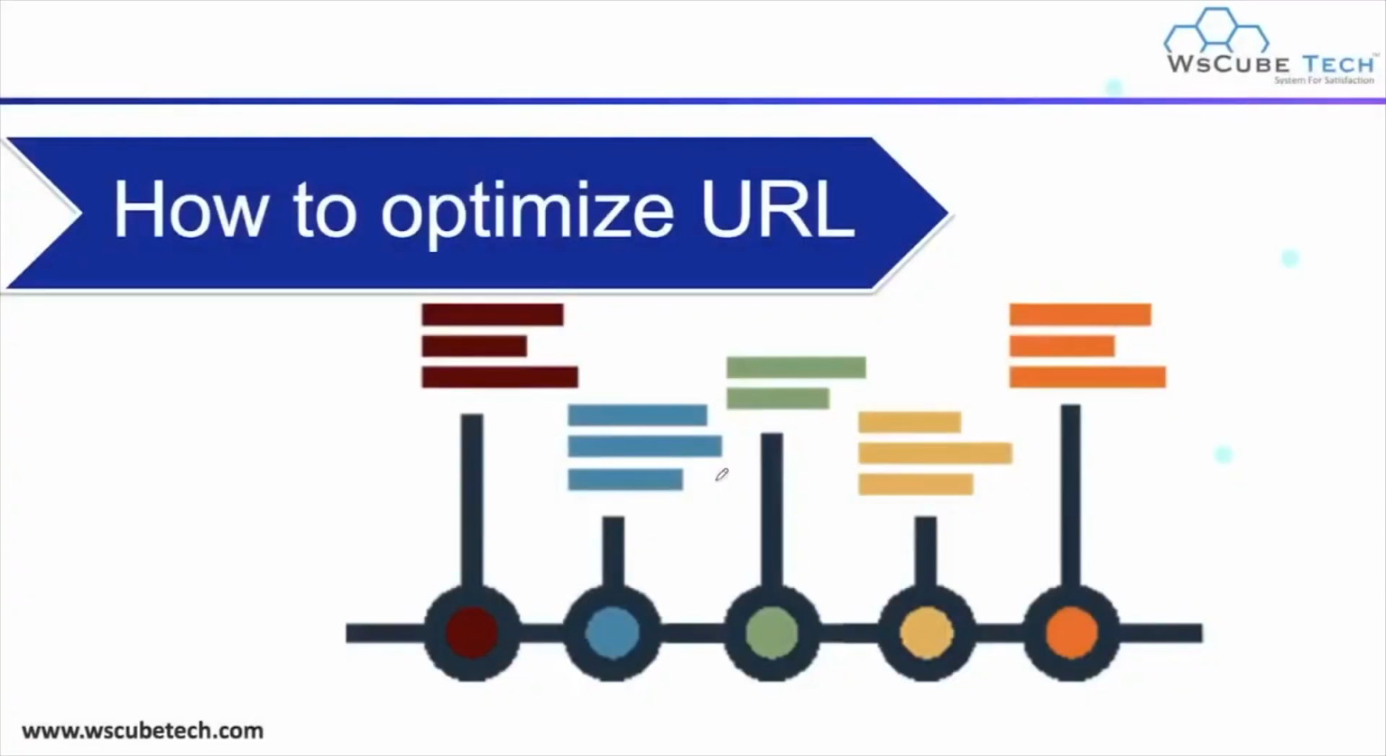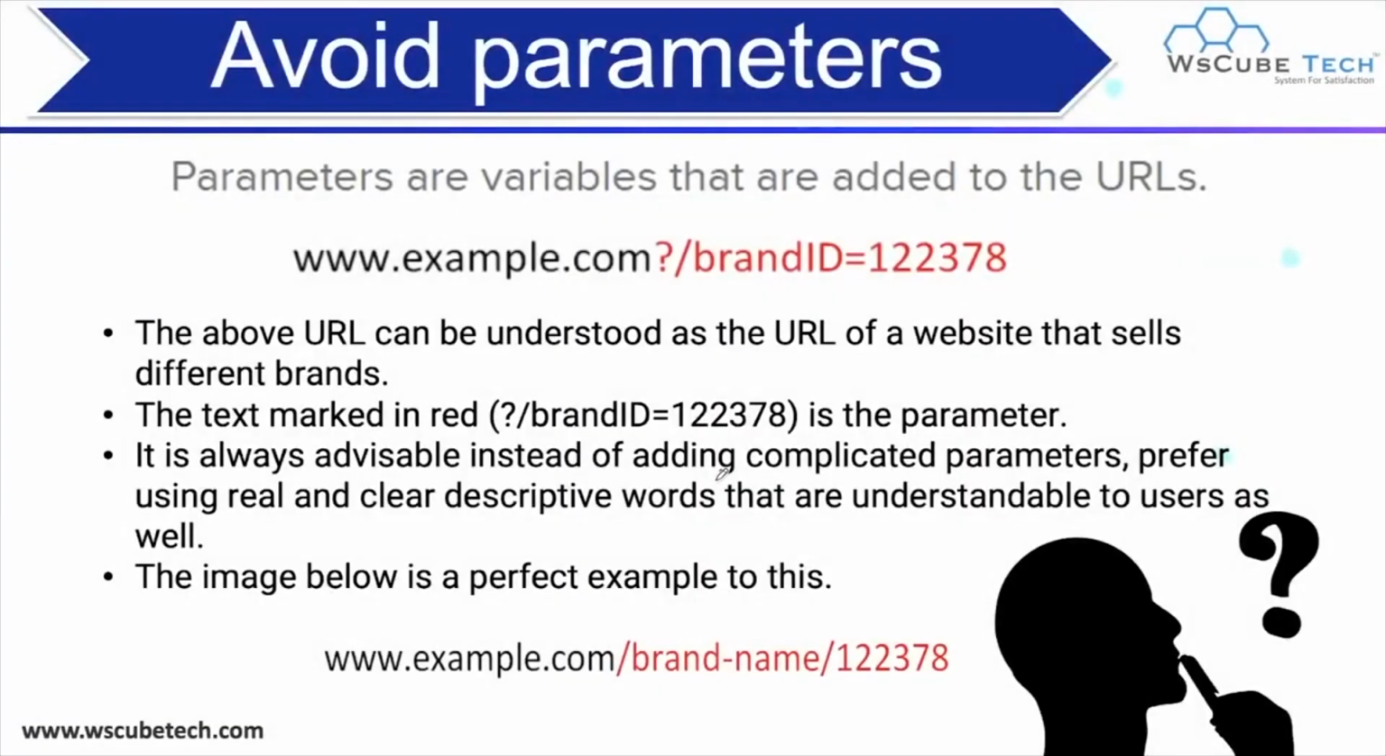Okay. Now the question is how to optimize this particular URL. As now we understand what this URL is, how can we change the URL slug for any particular post or web page? So now we have some steps which we have to follow to optimize our URL structure.